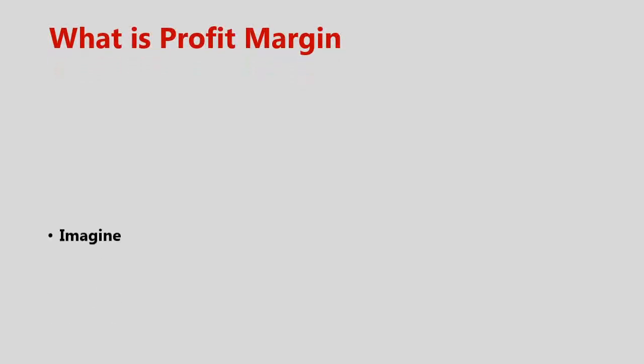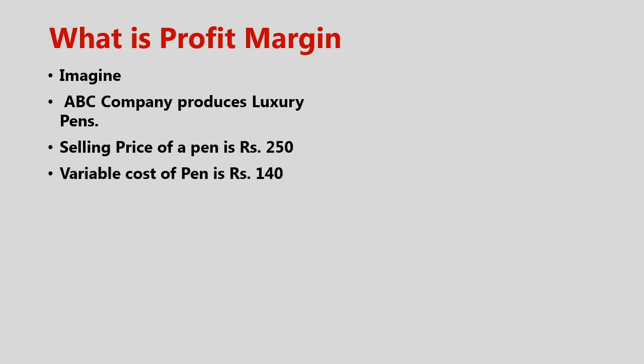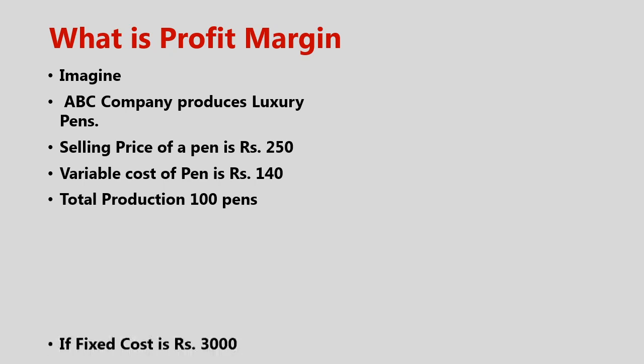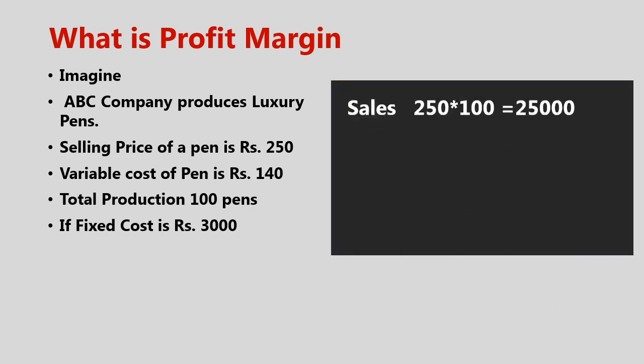Let's take the same example. ABC company produces luxury pens. Selling price of pen is rupees 250. Variable cost of pen is rupees 140. Total production 100 pens. Fixed cost rupees 3,000. So calculate profit margin.